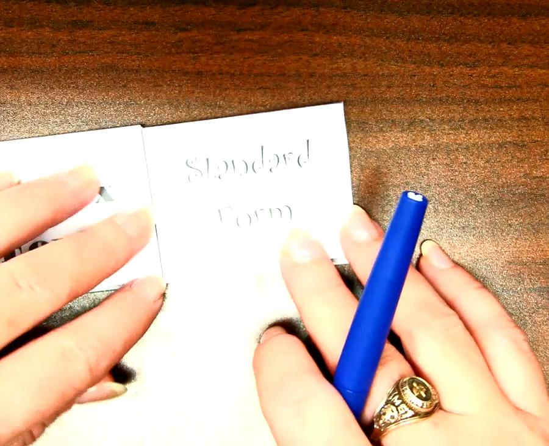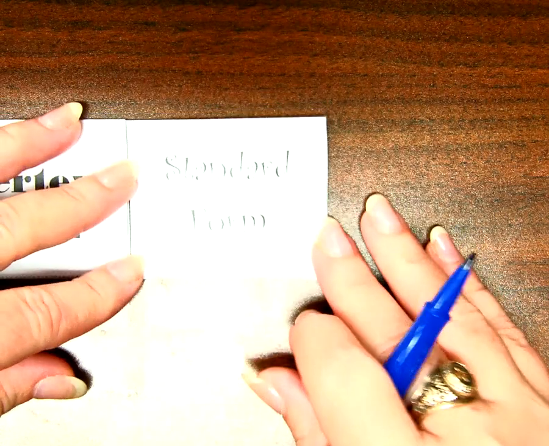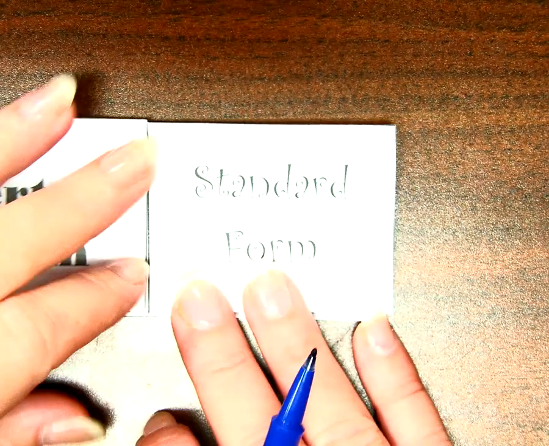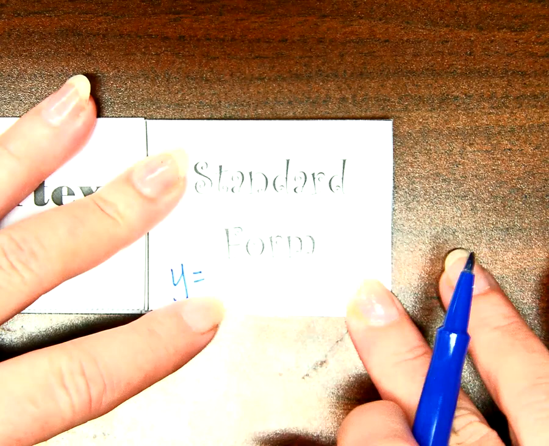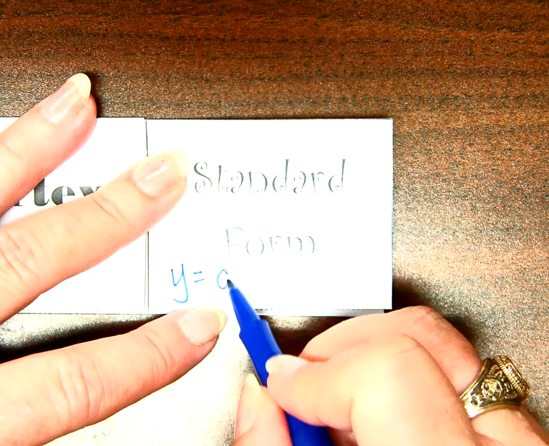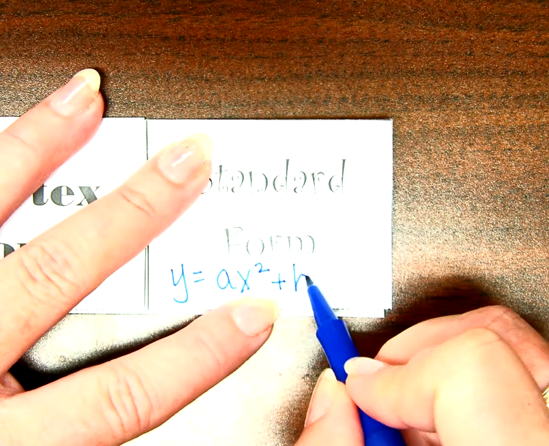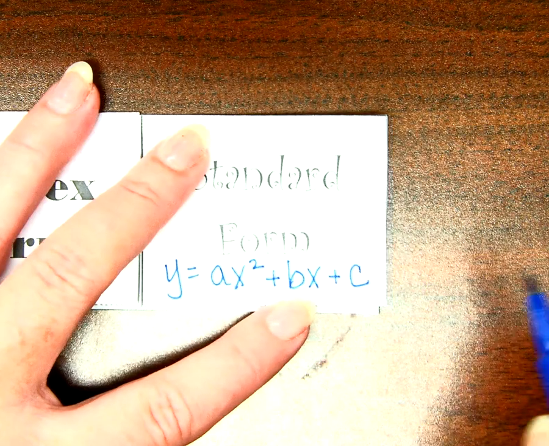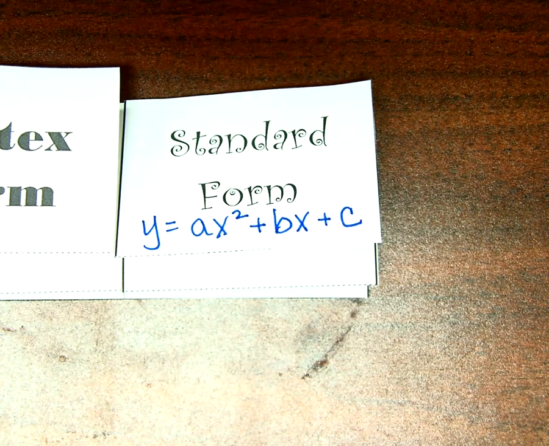So let's go ahead and turn it back over. And let's go ahead and start with standard form, because that may be the one that you're most familiar with. Okay? Standard form. Okay? Y equals, do you remember what standard form is? AX squared plus BX plus, you remember that from factoring, right? Because we had to find A, C, and then B, stuff like that, right?